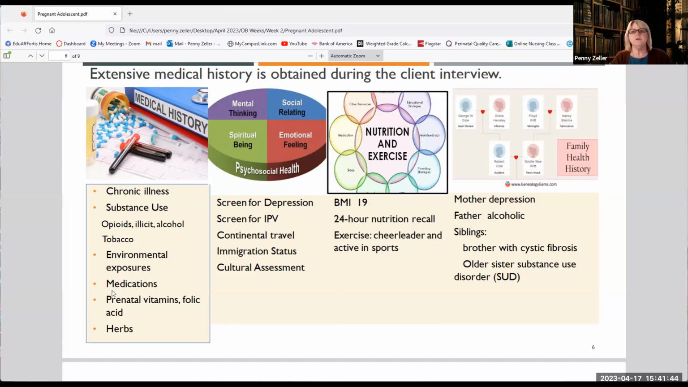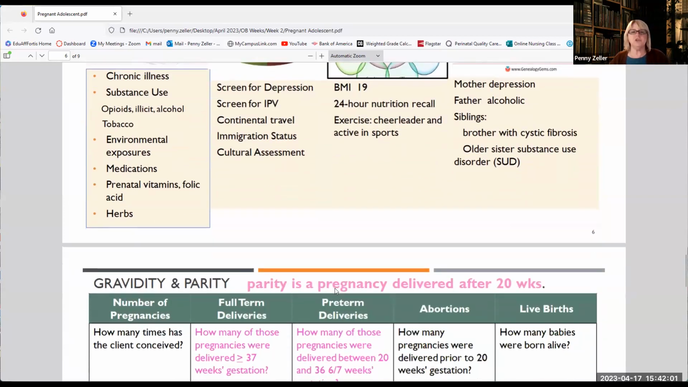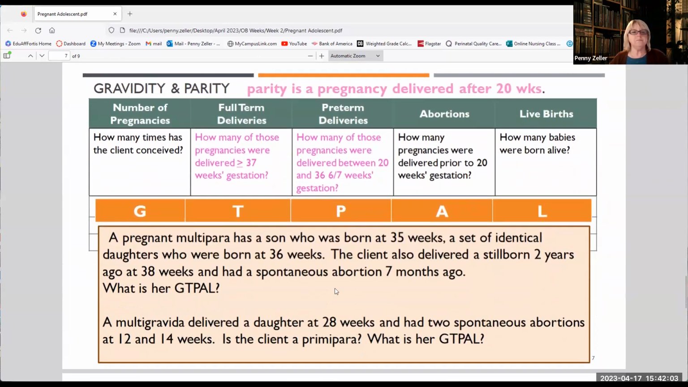So you can see why it's important to know what's going on in the family, because it can affect her. So she's considered high risk. She's an adolescent. She has a brother with cystic fibrosis, so we need to know if she carries that same gene.